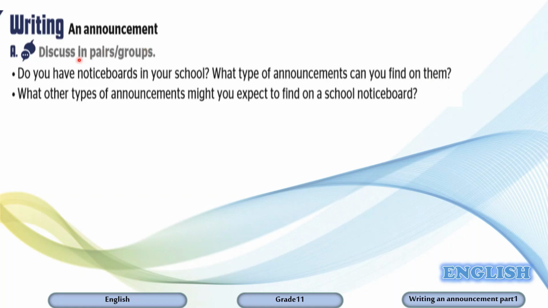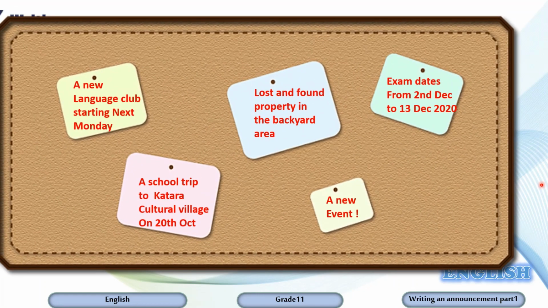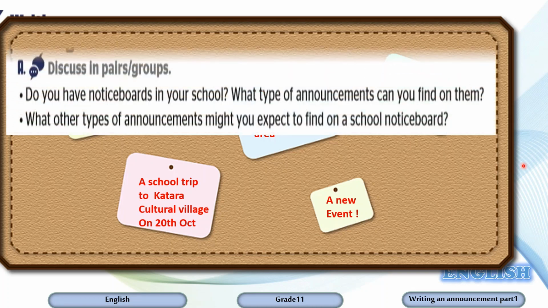So there are some notice boards that show announcements in the school. You might have seen some on the walls in your school. Let's share an example. Yes, we can find a lot of notice boards having announcements that include information about a new club, lost and found property, exam dates, a school trip, or a new event that is being organized. Now let's move on to the second question.